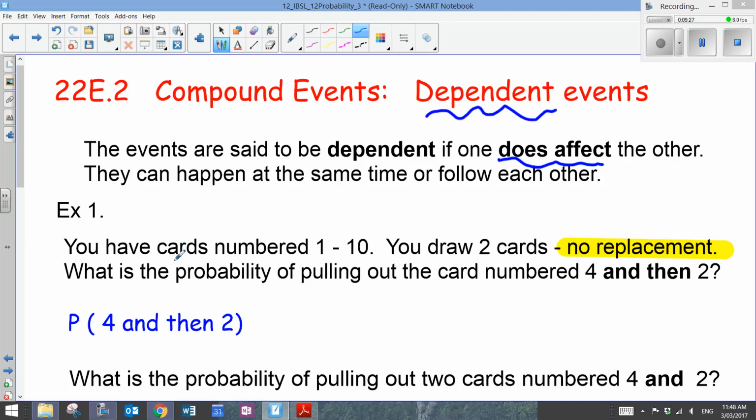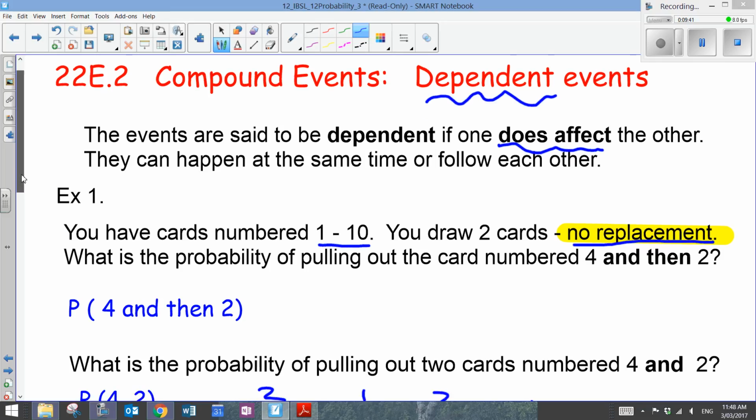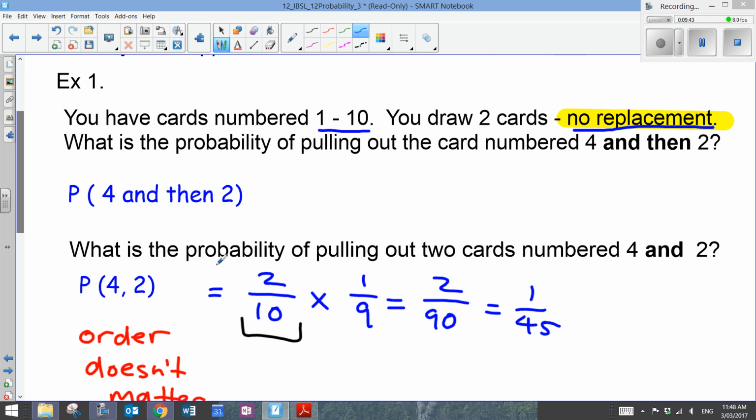So here I'm talking about cards. You've got cards that are labeled 1 to 10. You draw 2 cards out, but you do not replace them in between your drawings. So you could just pull them out at the same time, or you could pull one right out after the other. Either way, it will work out, the same probability. What's the probability of pulling out the card number 4 and then the card number 2?